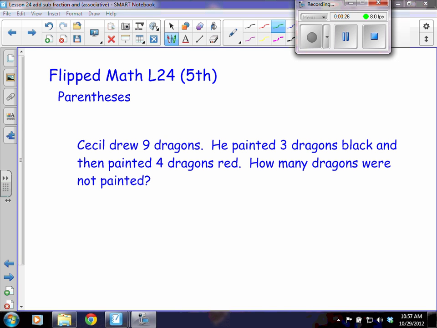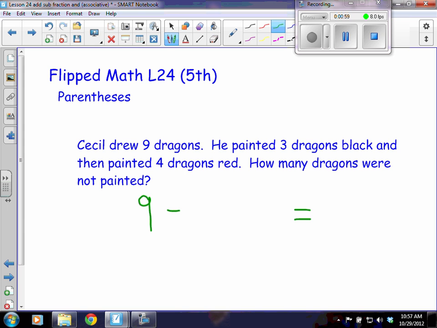It says Cecil drew 9 dragons. He painted 3 dragons black and then painted 4 dragons red. How many dragons were not painted? And so we can think about this idea and figure out exactly what we need to do to solve this problem. First of all, we know there are a total of 9 dragons. And we're looking for basically how many are not painted. So we're actually going to subtract what has been painted.